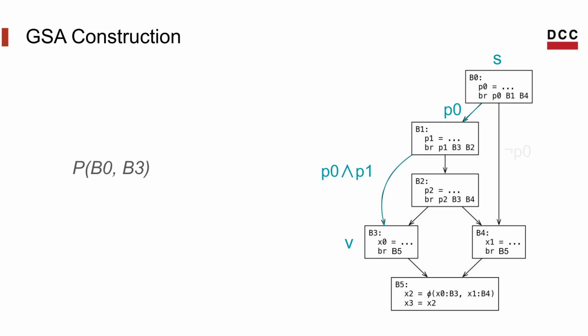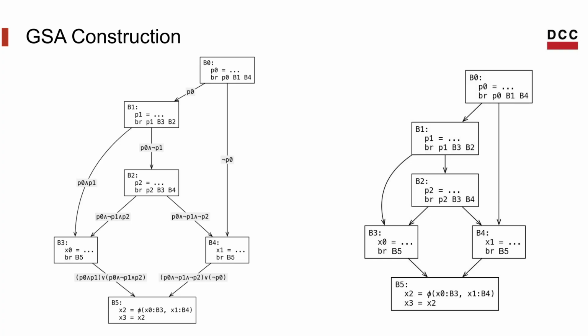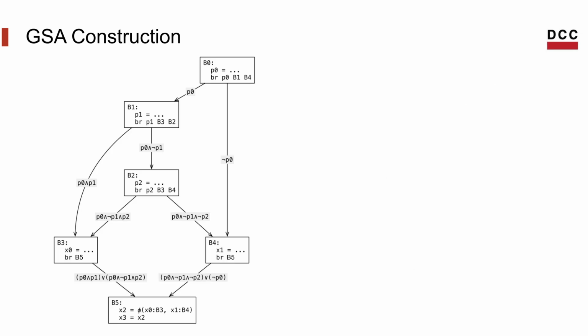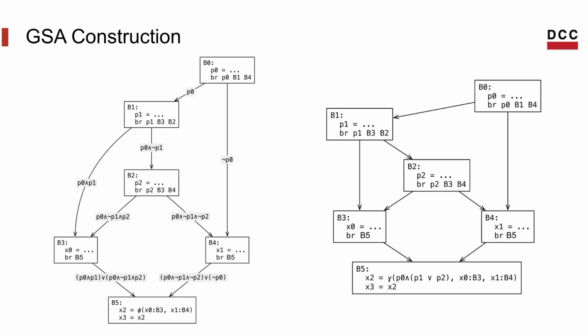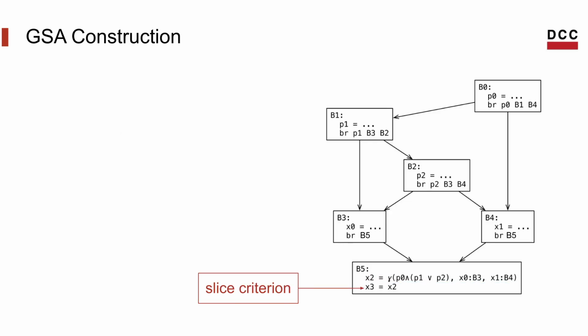Formalizing the terms, P(B0, B3) is the regular expression that concatenates P0 to P1. And we keep applying the algorithm until we label every edge on the graph, as you can see on the left-hand side graph. The labeled graph is still in SSA form. The next step is to replace the phi functions with a new gating function. In this case, the phi function is replaced with a gamma function, and the predicate P inside it is the simplification of both labels at the entry point of block B5. With this new gating function, we finish our GSA construction algorithm.